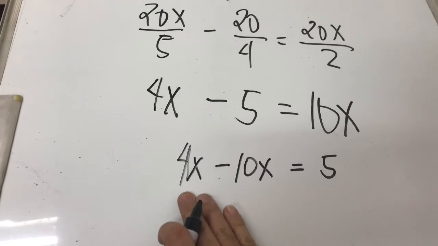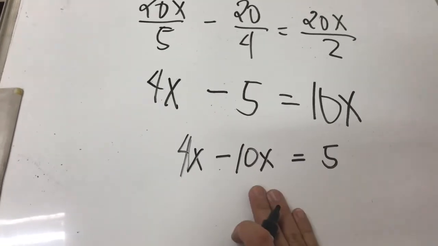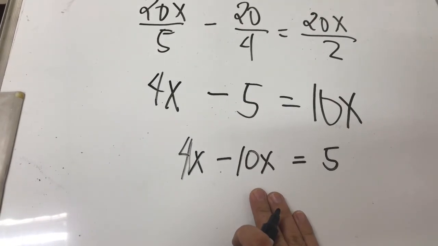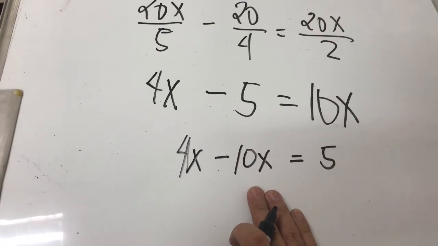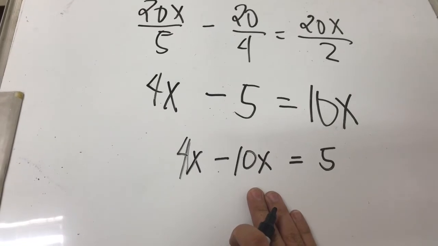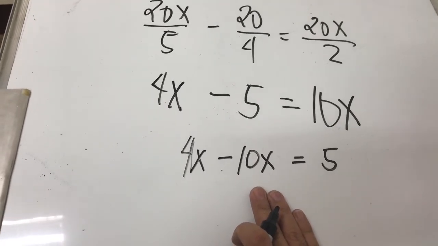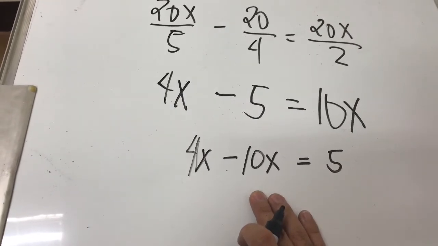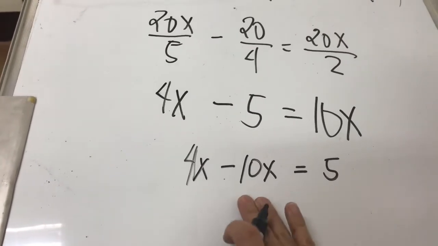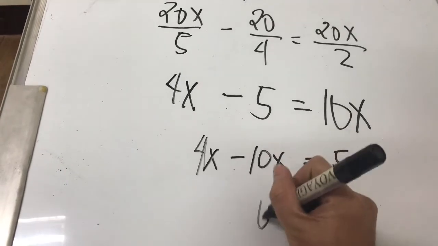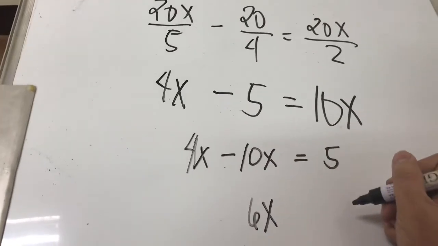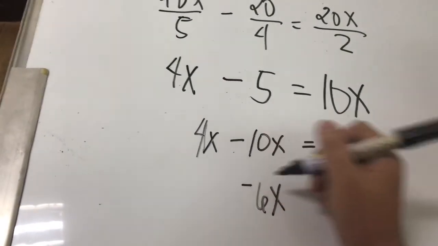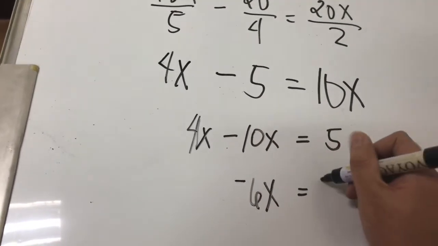Okay? So, then after that, let's simplify or evaluate. So, we have 4x minus 10x. The rule of integer stated that unlike sign, you subtract, copy the sign of the larger number, then you get the sum. So therefore, since this is unlike sign, all we need to do is to subtract. So we have 4 minus 10, we got 6x. Copy the sign of the larger number. Since 10 is the larger number, that's why we have negative 6x is equal to 5.